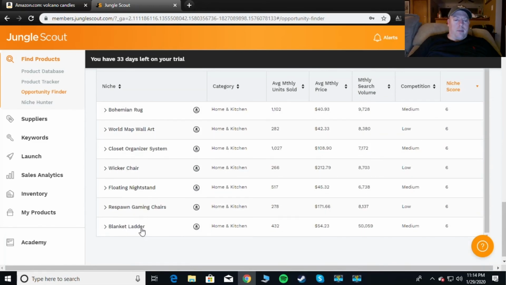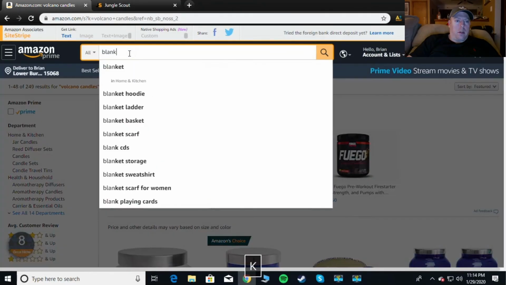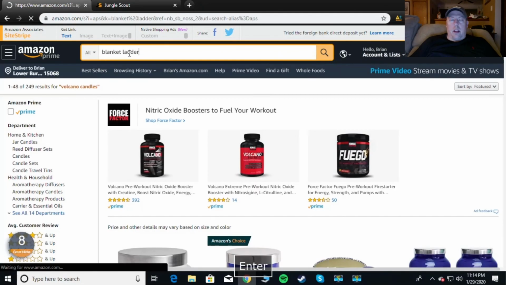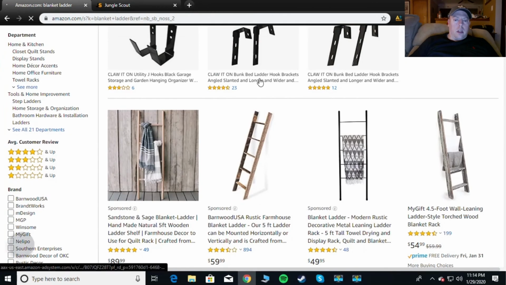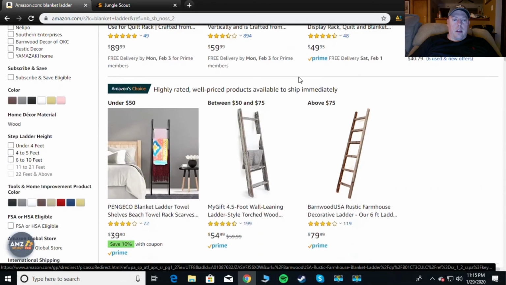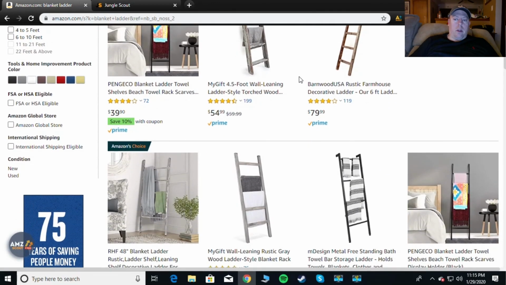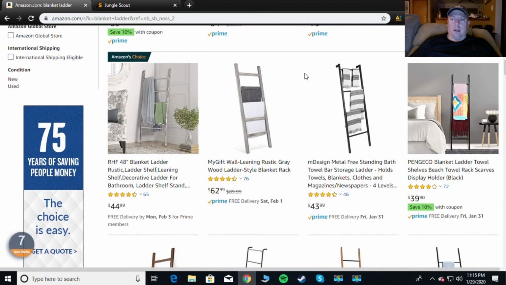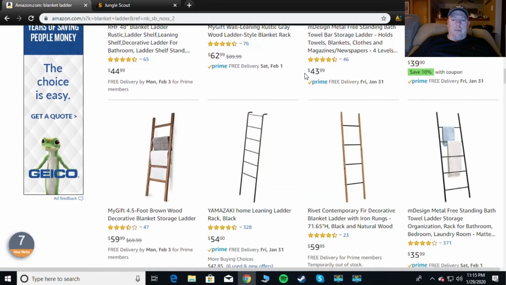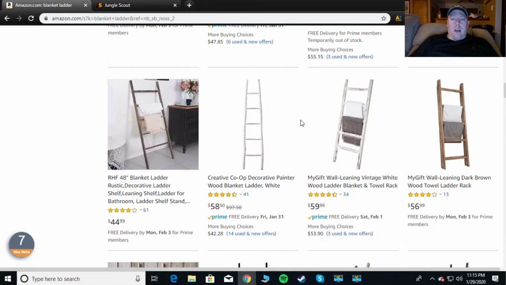I don't see blanket ladder. Huh. I don't know. I would need a longer video to kind of go through this. That's different. Kind of decorative, right? Huh. You literally hang blankets on it. Why not, right? That's kind of neat. I like it. It's a bigger item, though. Keep in mind, this is going to be an oversized item if you buy this. But this just might be the kind of niche I'm talking about.